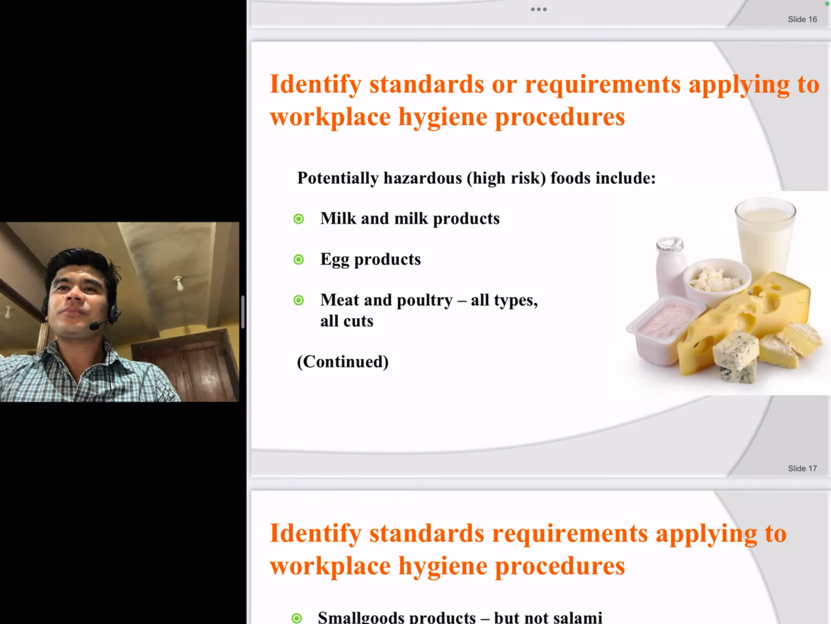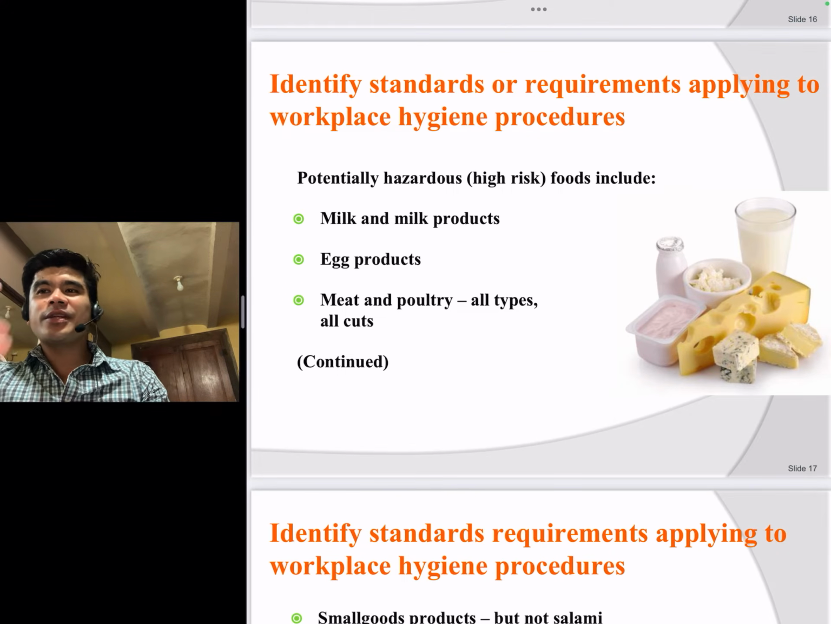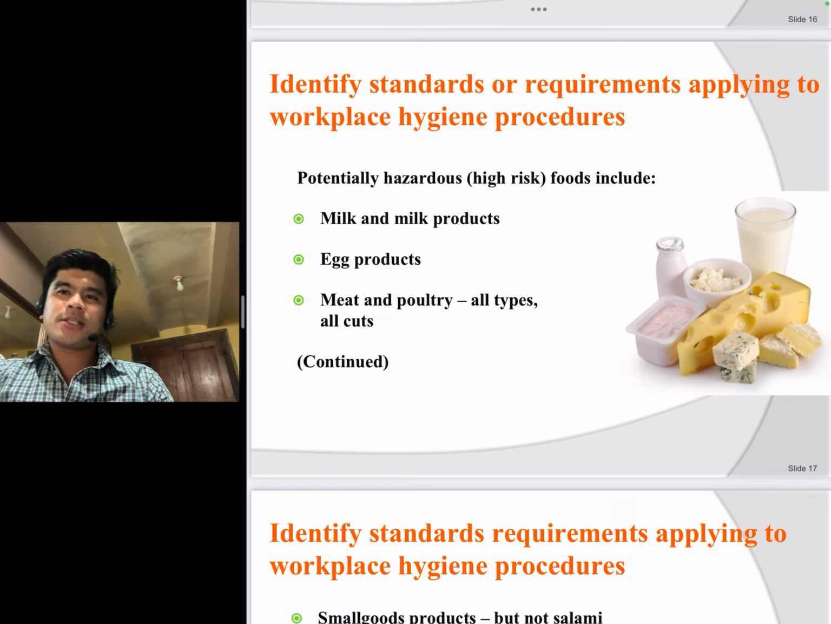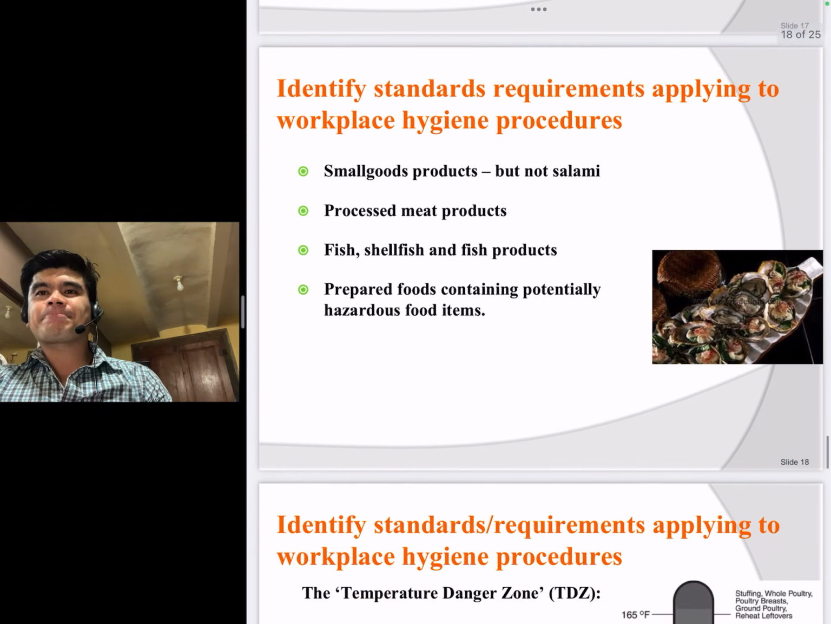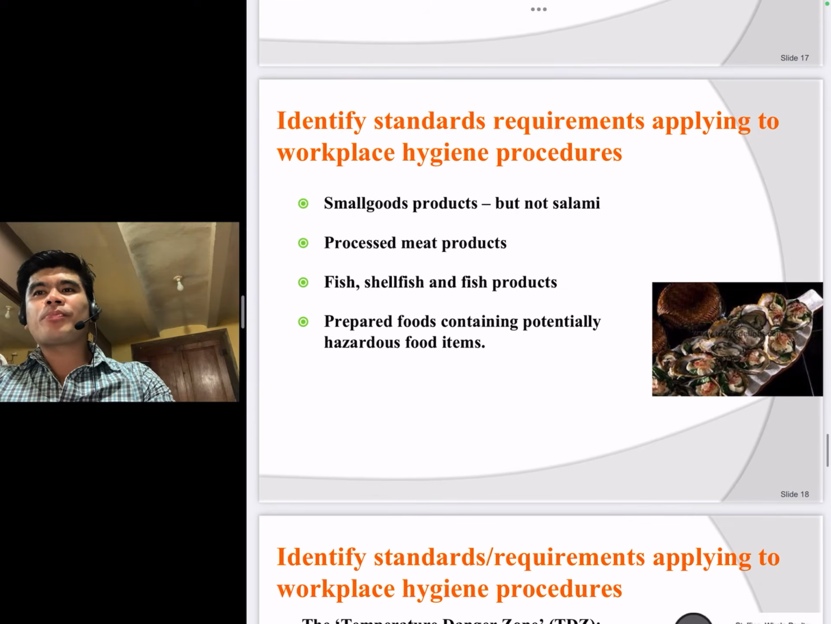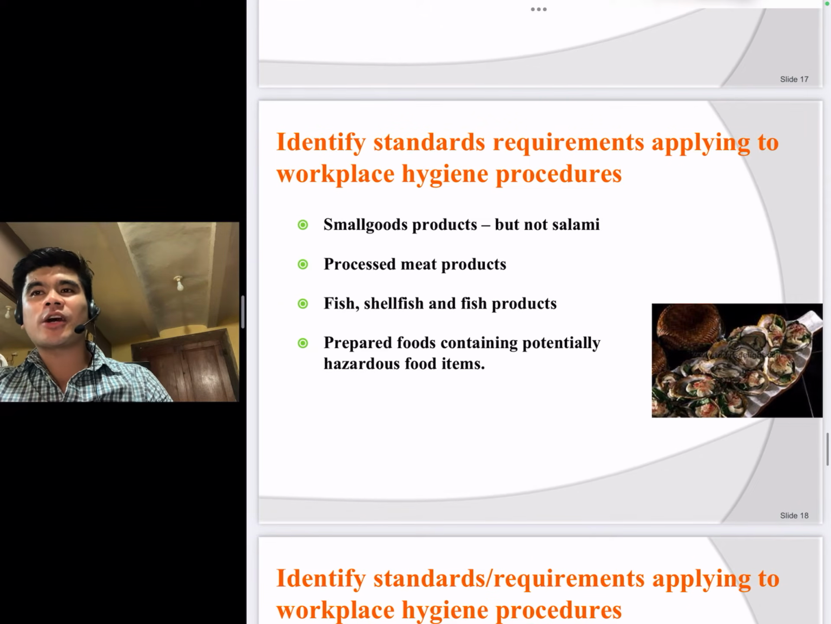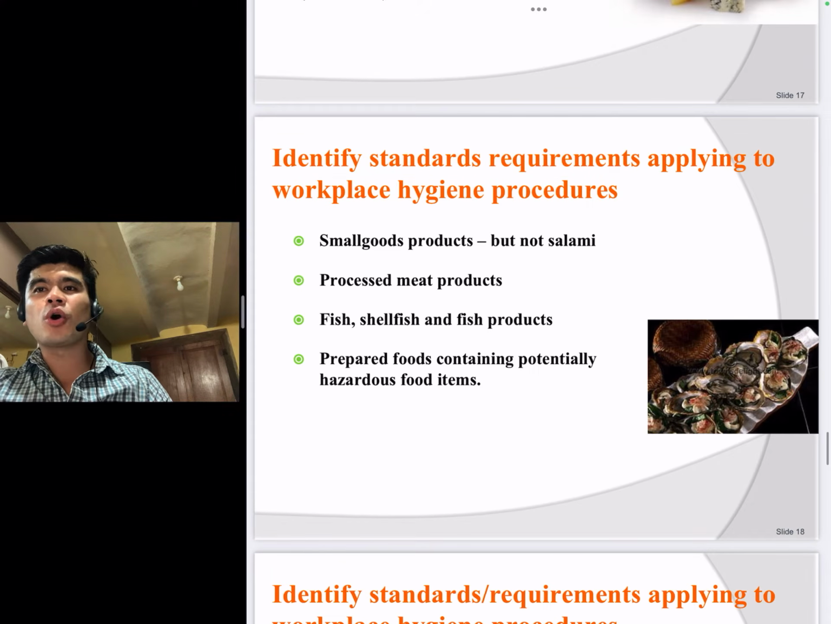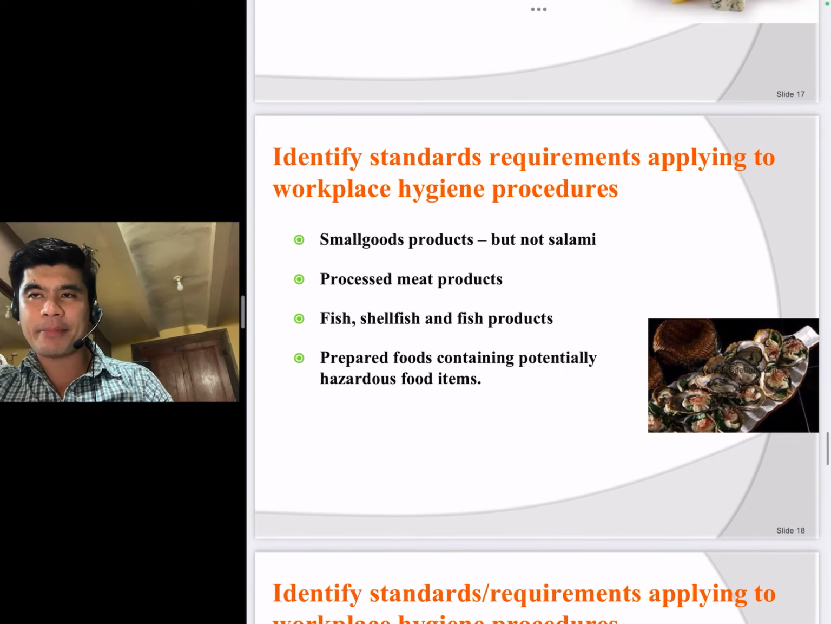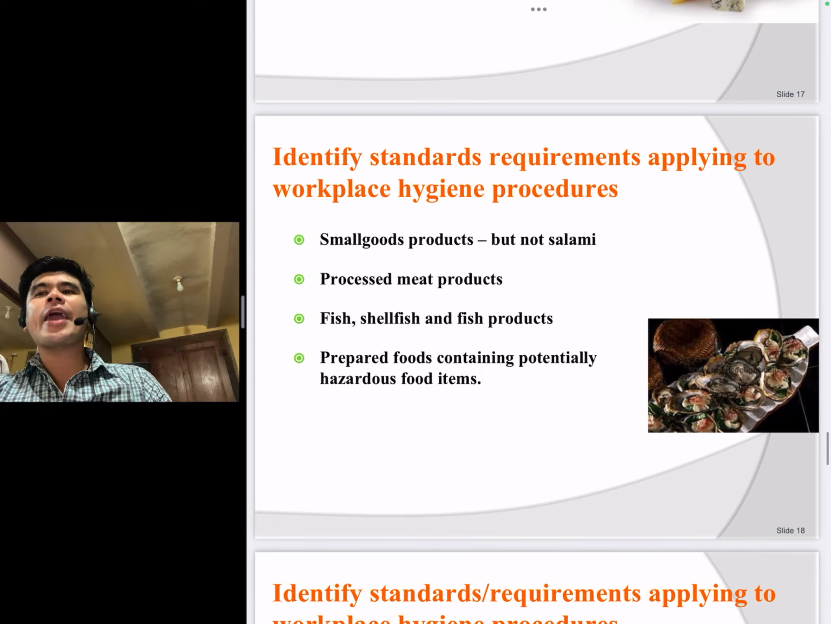Continuation, potentially hazardous food. These are the examples. We have milk products, egg products, and of course meat and poultry, all types of cuts, especially the uncooked ones. Next, smoked products, but not salami. Salami is an air-dried cured ham.